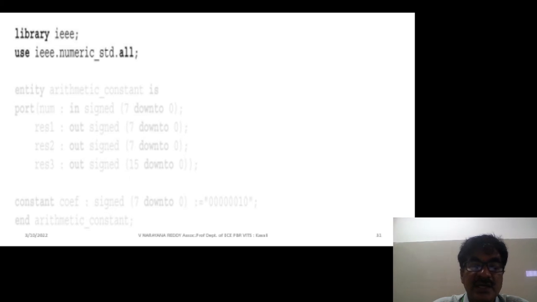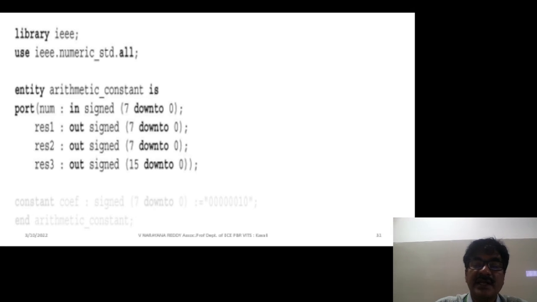we declare the entity. How can you write it? Start with the word entity, then the entity name is arithmetic_constant, which is the user-given name for the system. The system we are taking as an example consists of one input port and three output ports as per this declaration.